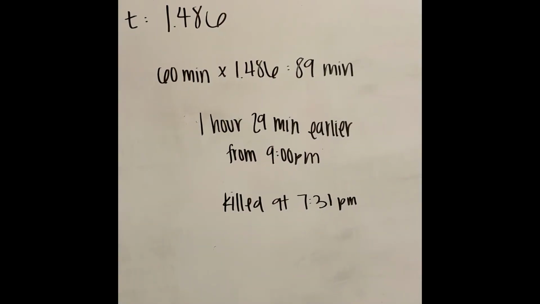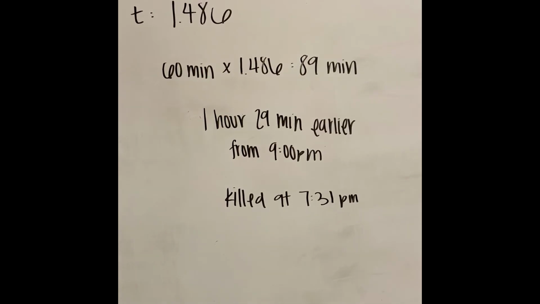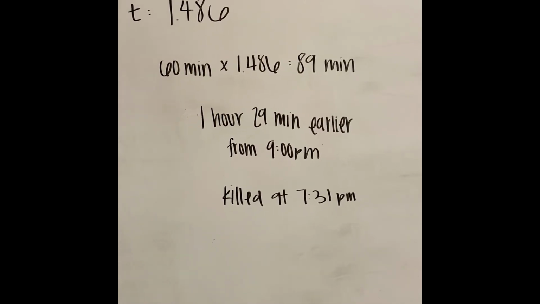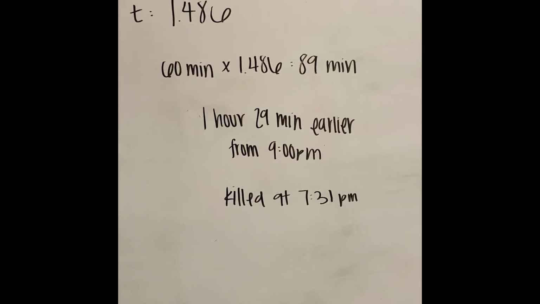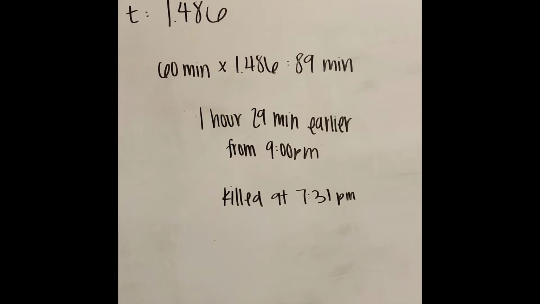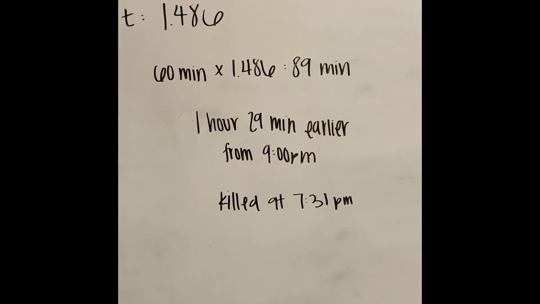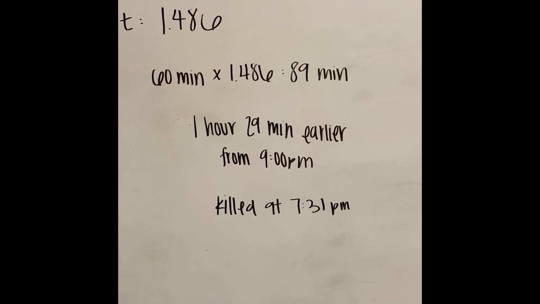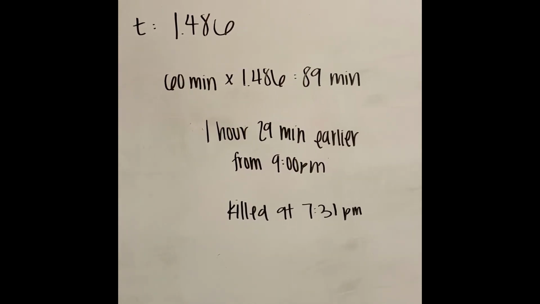All right, so when you plug that all into your calculator, you should have gotten t equals 1.486. So we're going to multiply that by 60 minutes, because that's your time value, and that gives you 89 minutes, which is equal to 1 hour and 29 minutes earlier than 9 p.m. So if you do the math, she was killed at approximately 7:31 p.m.